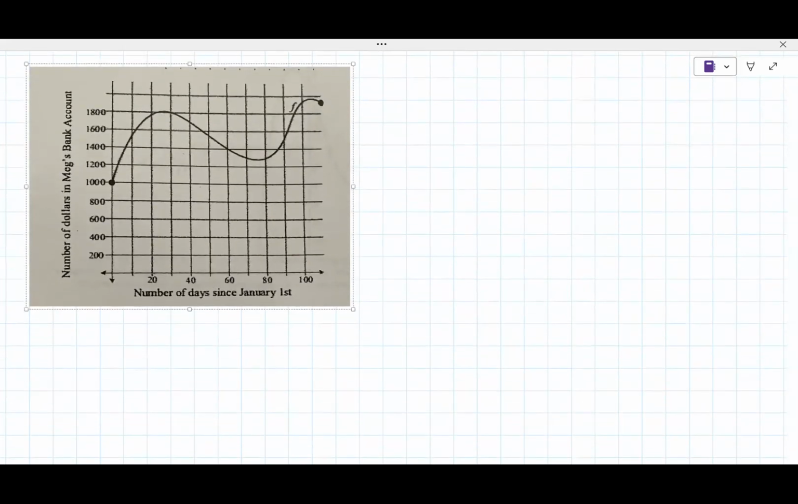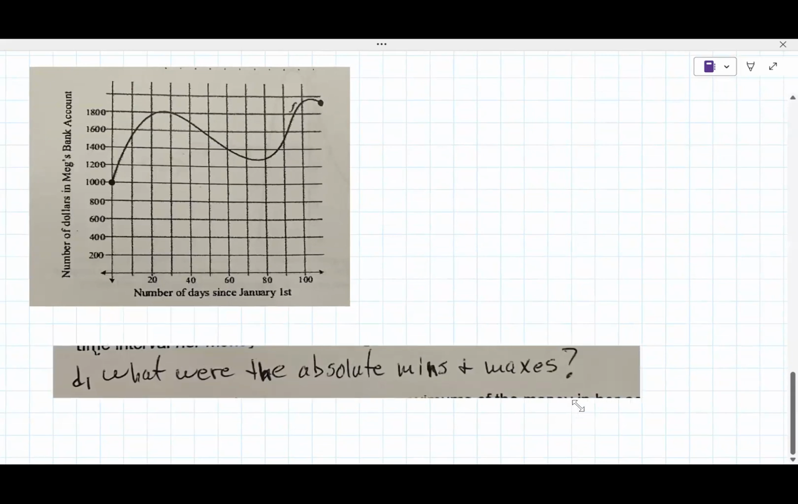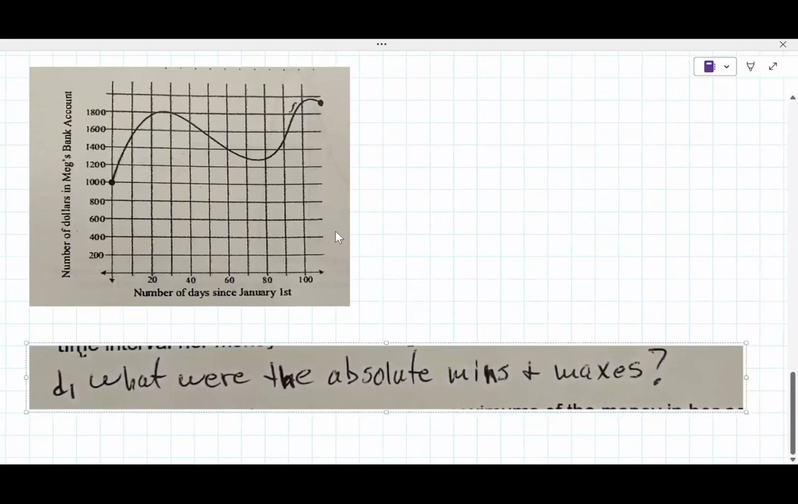We're going to look at part D. All right, I'm going to go ahead and snip this in. Could you read the question for us, please? What were the absolute minimums and maximums? Okay, so minimum is a valley, maximum is a peak, where you can think of it as the lowest and the highest.